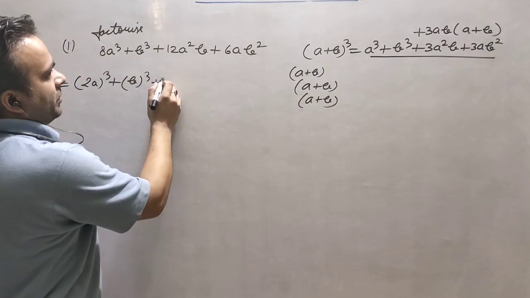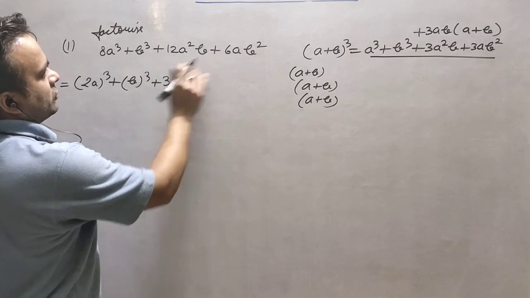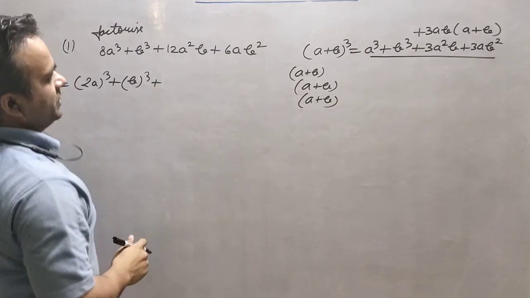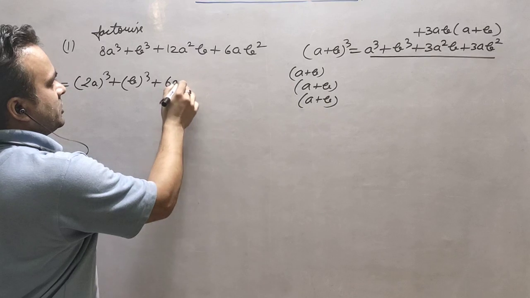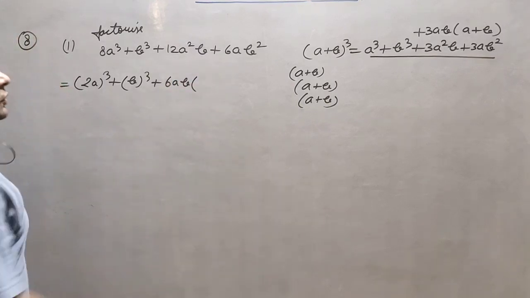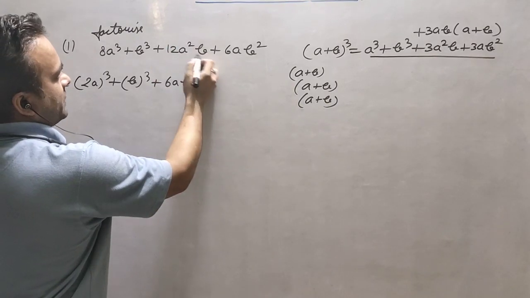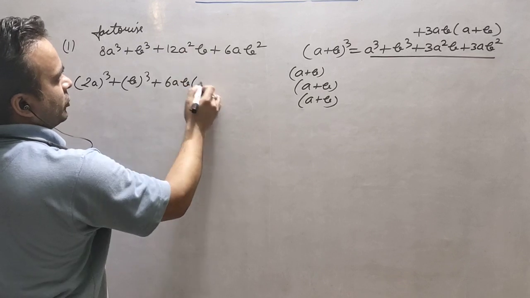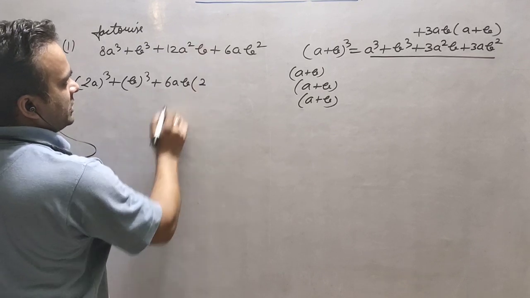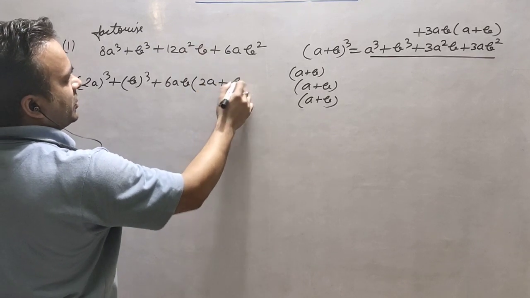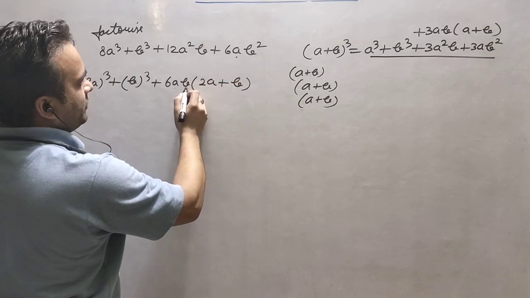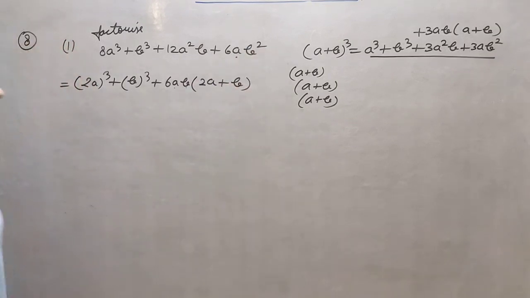So can we take a common here? 3. So what is a common? First of all, just think about it. 6ab is a common, right? So what is left? If ab is common, a has gone there, and this 2 is left and a is left. Here only b is left because 6a is in common, 1b is common, only 1b is left.